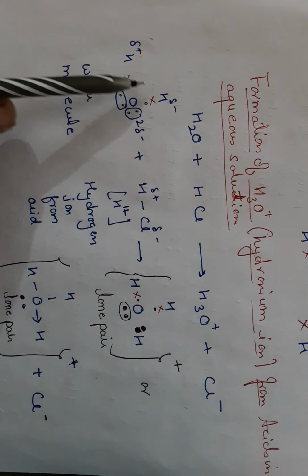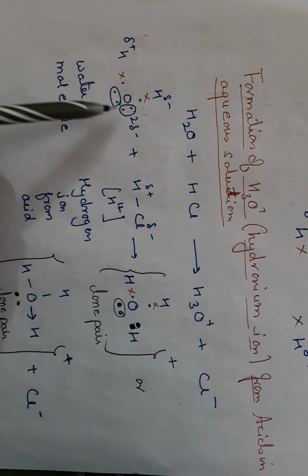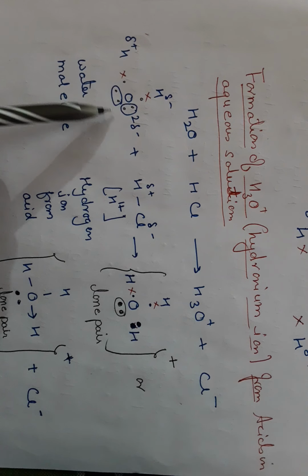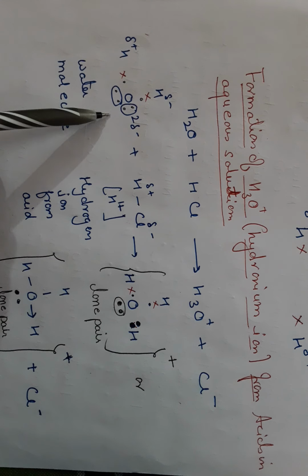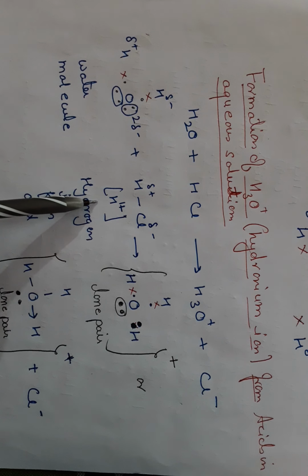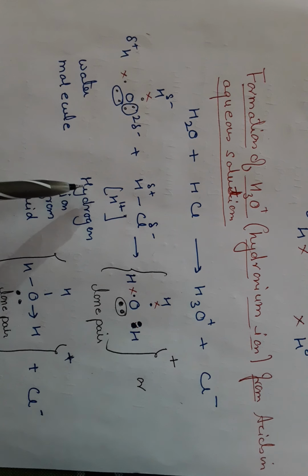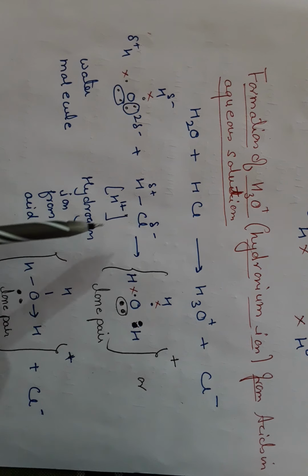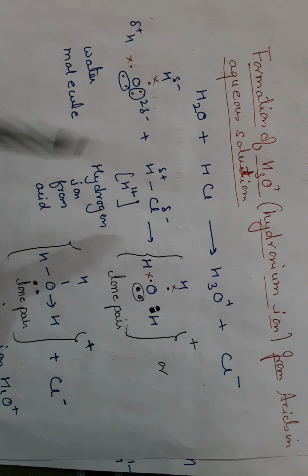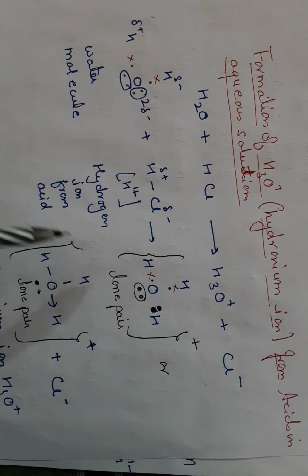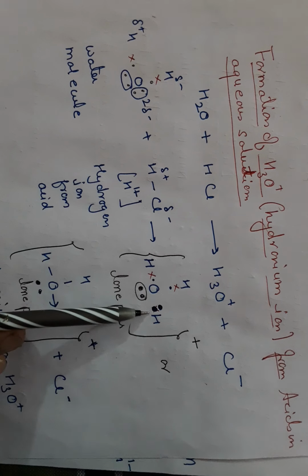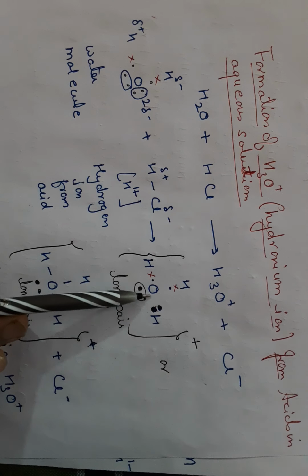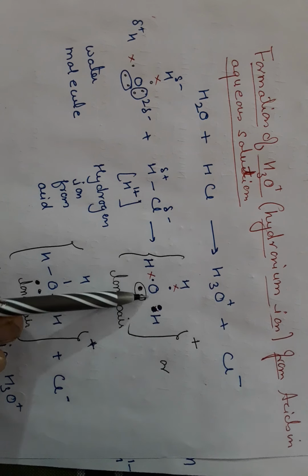The hydrogen atom carries a slight positive charge, and the oxygen atom carries a slight negative charge. The oxygen atom has two lone pairs of electrons not shared by any other atom. Now the proton ions, that is hydrogen ions, are released from the acid, and they add on to the lone pair of electrons of the oxygen atom of the water molecules.